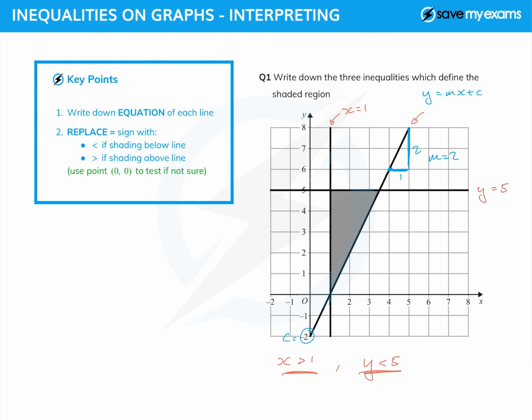So this line here is y equals 2x minus 2. Now, are we above or below this line? Well, I'm pretty sure we're above this line, but let's just use the point 0, 0 to check that. I want y greater than 2x minus 2. Well, at 0, 0, y is 0, and 2x minus 2 is 0 minus 2. The question is, is 0 greater than -2? Yes, it is. So y is greater than 2x minus 2. And those are our 3 inequalities.